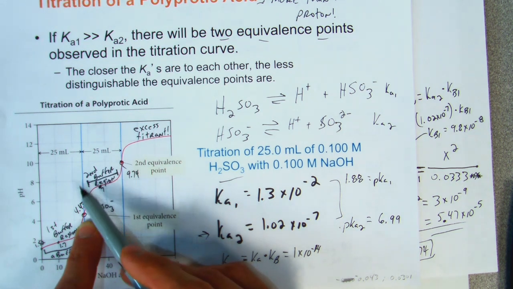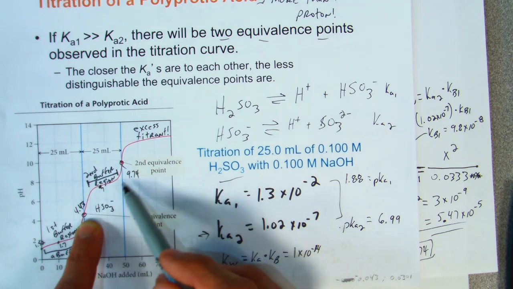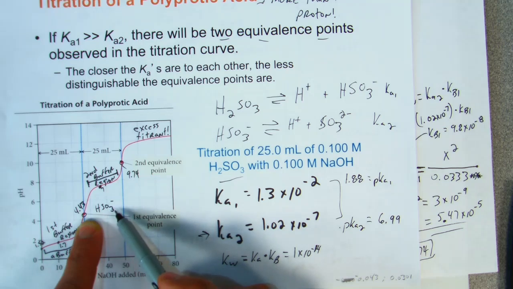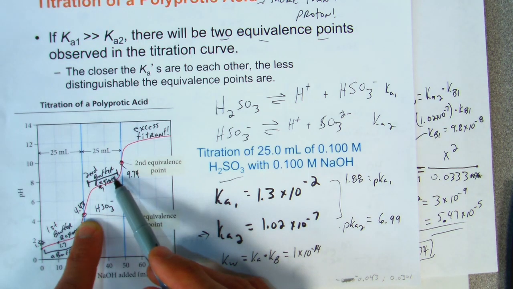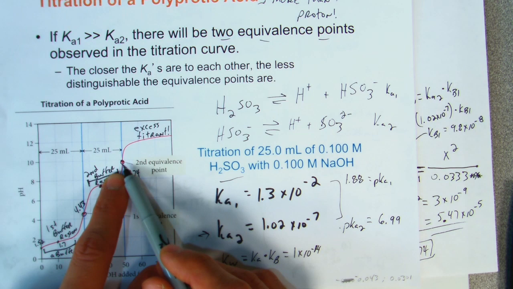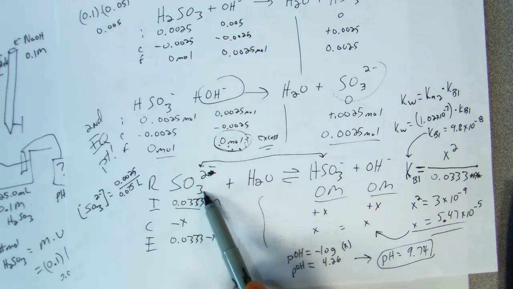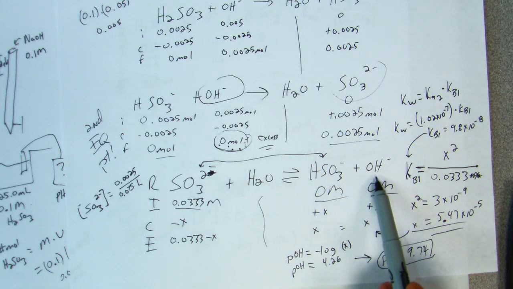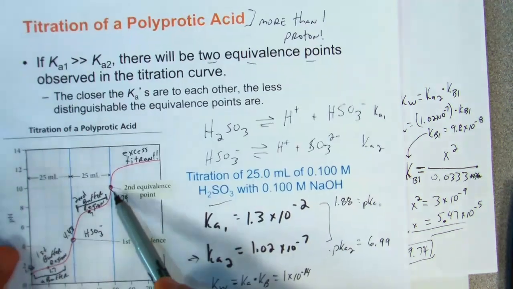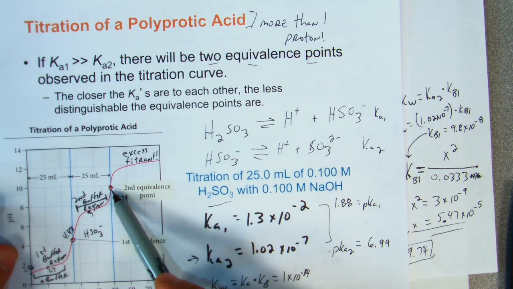Then we moved into the second buffering region, where we were finally getting to titrate that second proton off. But we still had a buffer because we had a mix of this ion along with SO3 2-. That was our second buffering region. Can use Henderson-Hasselbalch again with pKa2 there. Then, at the second equivalence point, that's the example that we just worked. The key reaction there was the hydrolysis reaction of the fully deprotonated form, accepting a proton and making some OH. So again, the pH will be basic at that second equivalence point when you titrate a weak polyprotic acid.